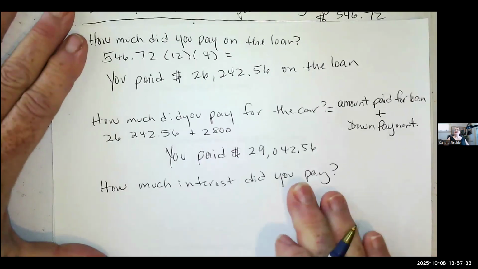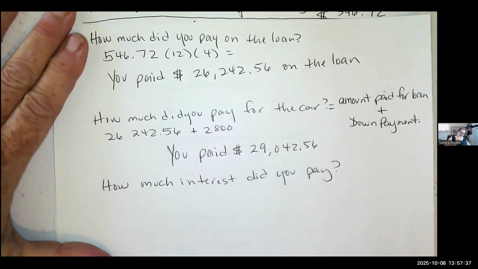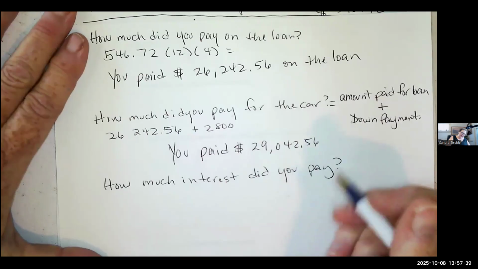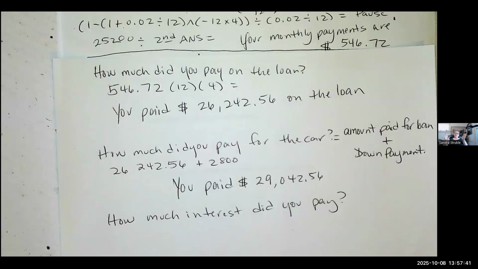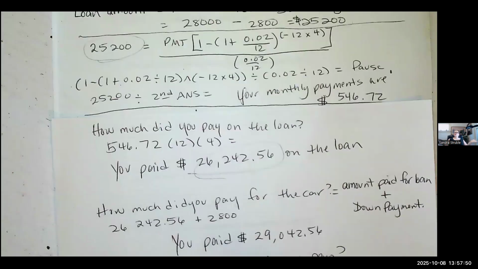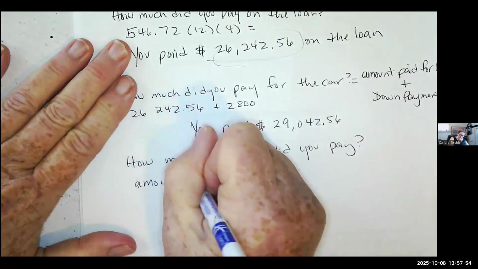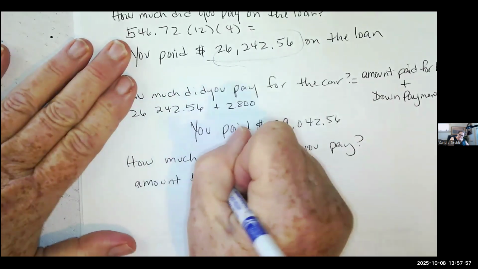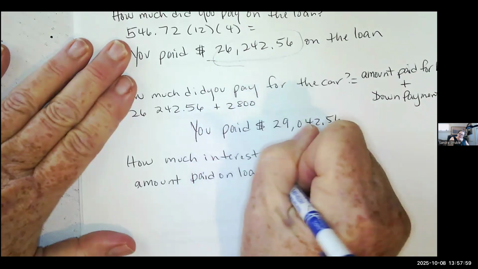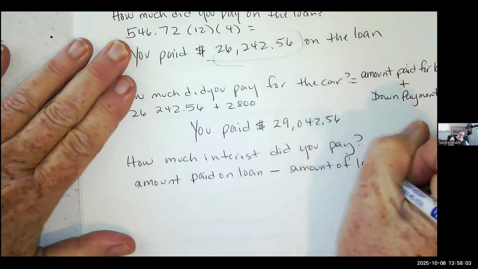So how much interest did you pay on this one? All right, it's very comical. I'm sorry, I shouldn't be laughing. You paid the difference. So you could do this one of two ways. The interest you paid, you could take the amount you paid on the loan and subtract the loan amount. That's one way to do it. So amount paid on loan minus amount of loan. So this is one way.